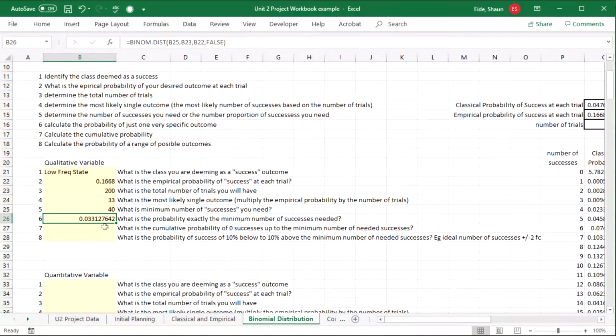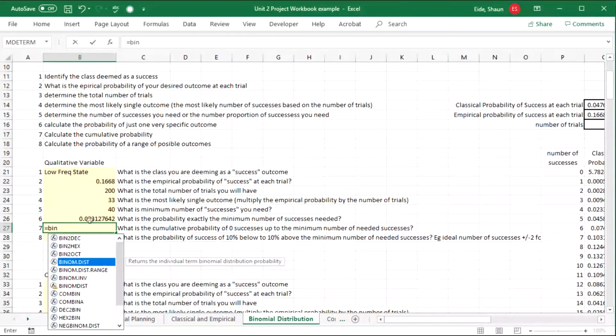It's saying the probability of, if I pull 200 states, the probability of me having exactly 40 states being from low frequency states is about a 3% probability. And so now I want to know, what is the cumulative probability of 0 successes all the way up to 40. So you use the same exact formula, so I'm just going to do equals binomial distribution.